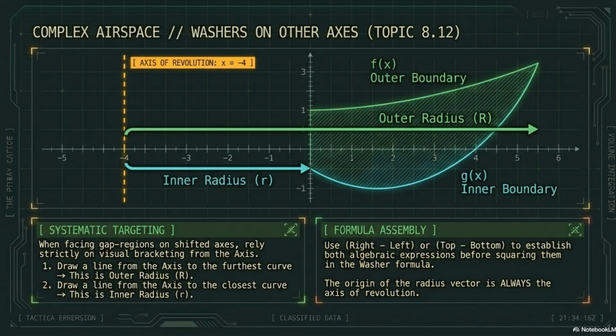When navigating complex airspace with washers on shifted axes, rely strictly on visual bracketing. Draw a line from the axis of revolution to the furthest curve to establish the outer radius. Then, draw a line from the axis to the closest curve to establish the inner radius. The origin of your radius vector is always the axis of revolution.